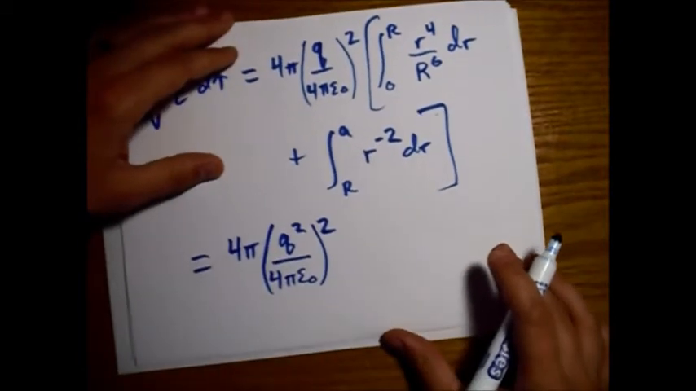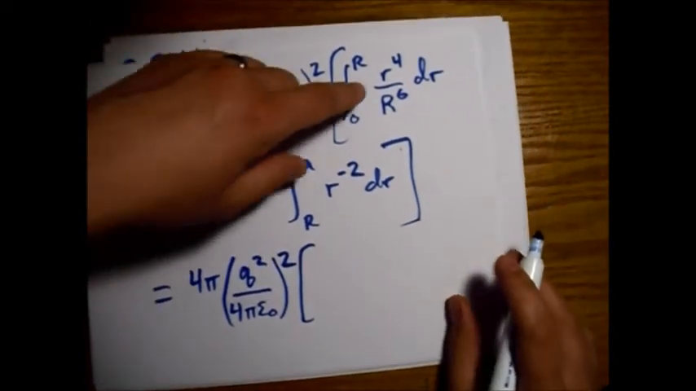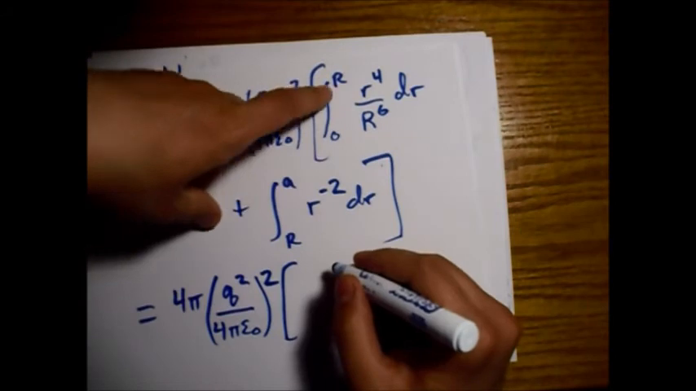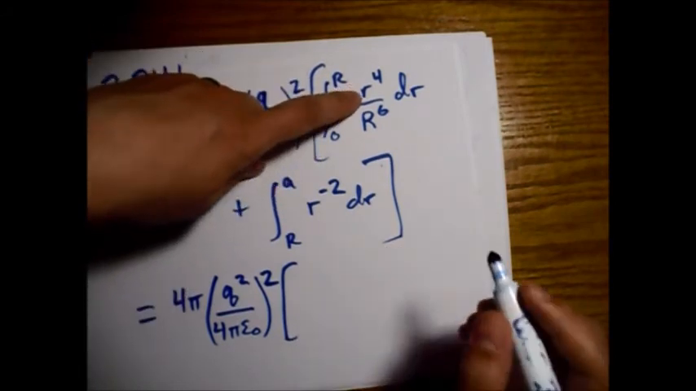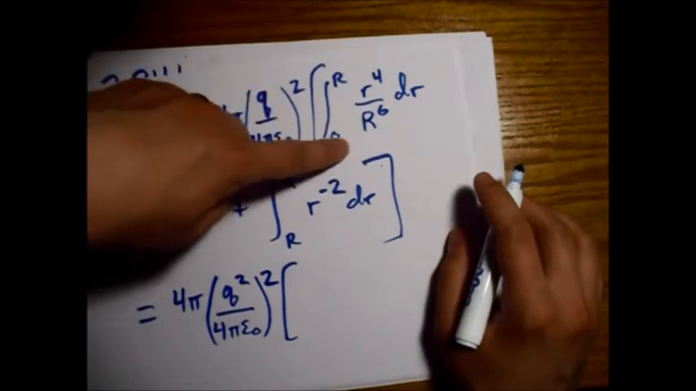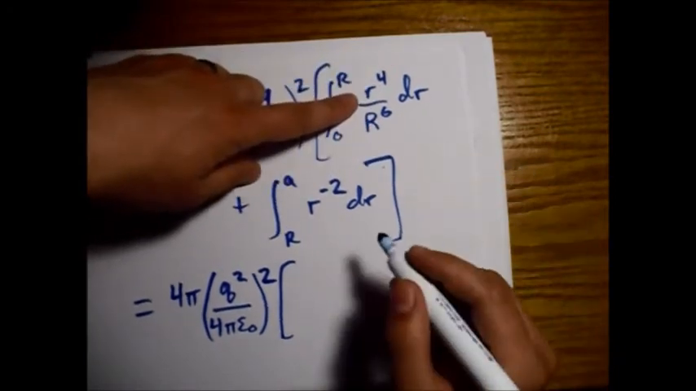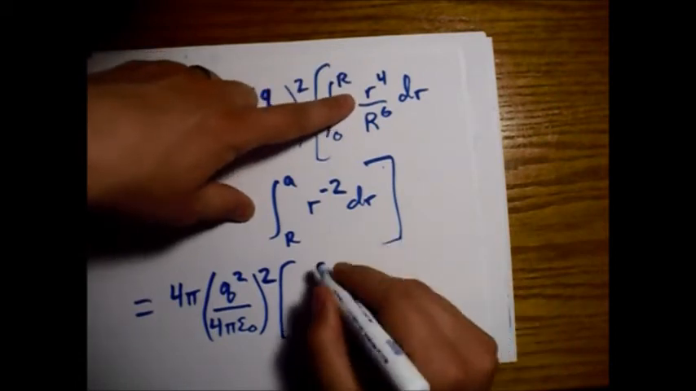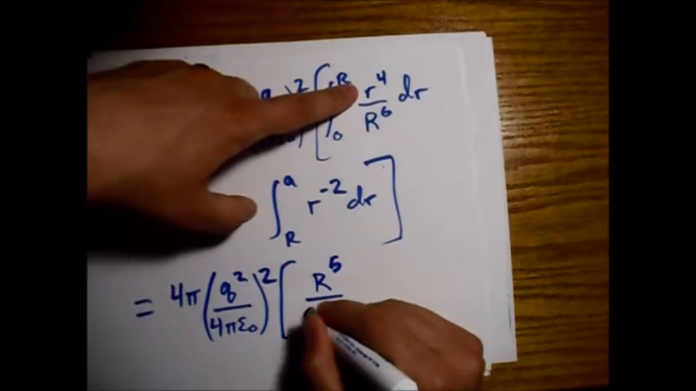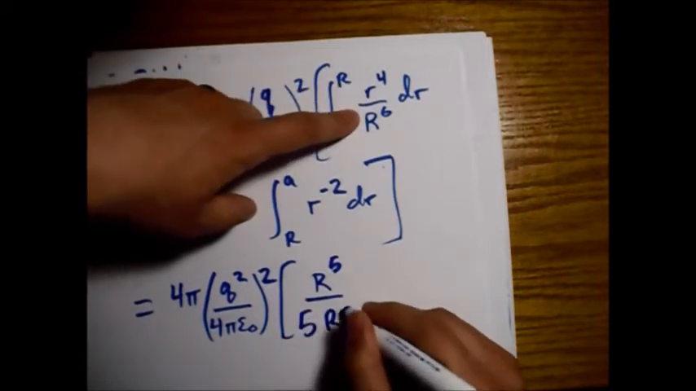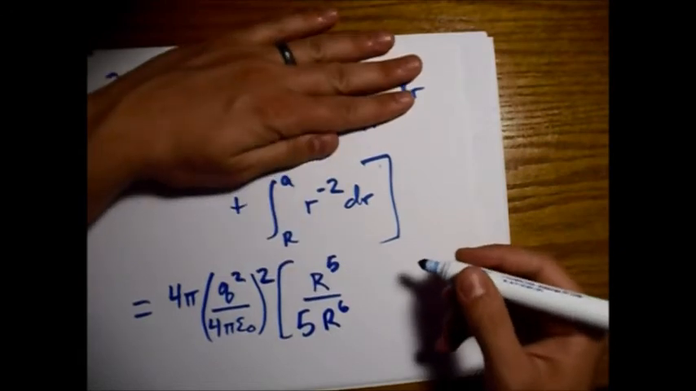This is out front, and now when we do this integral, we have, again, this limit 0, so this whole term will be 0, right? R to the 4th is 0, or 5th. So we have a big R that we're raising to the 5th, and divide by 5, big R to the 6th. So that takes care of this term here.